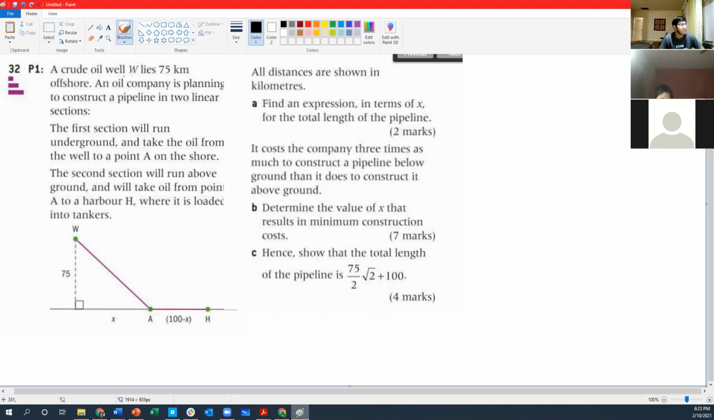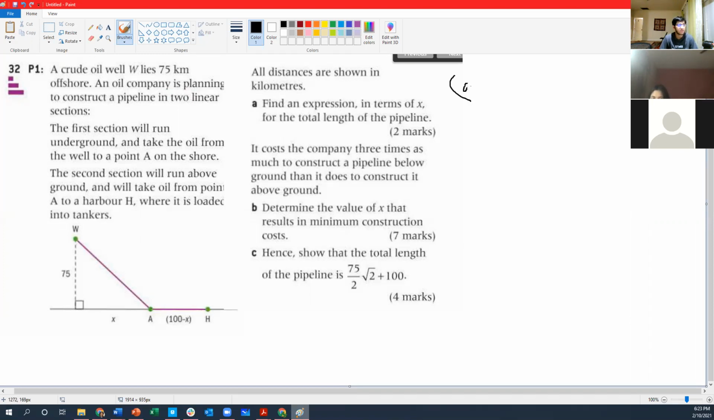So it says a crude oil well W lies 75 kilometers offshore. So this oil well is 75 kilometers offshore. An oil company is planning to construct a pipeline in 2 linear sections. The first section will run underground and take the oil from the well to a point A on the shore. So this line right here is the shore. So we have a point W to A. And then the second section will run above the ground and will take oil from A to a harbor H. So this is from here to here. Now all distances are shown in kilometers. Find an expression in terms of x for the total length of the pipeline.